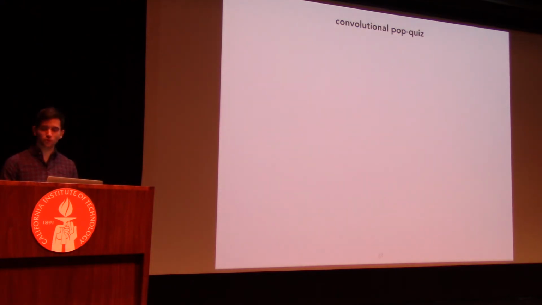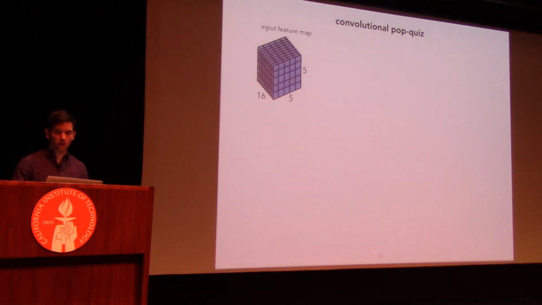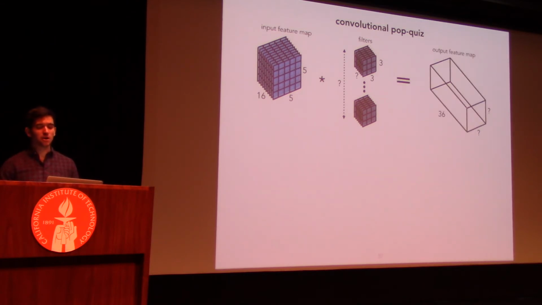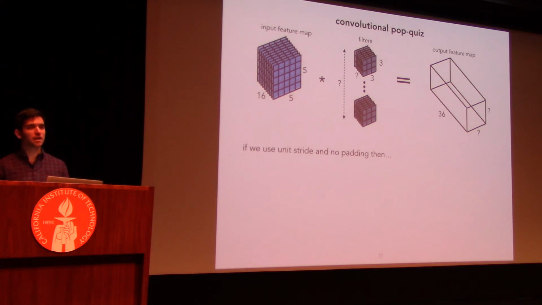So let's do a quick little pop quiz. If we had a 5 by 5 input feature map with 16 channels, and we convolved it with a set of filters, each of which are 3 by 3, and we got out a something by 36 channels output feature map, then if we used unit stride and no padding, let's take a second to think about this.